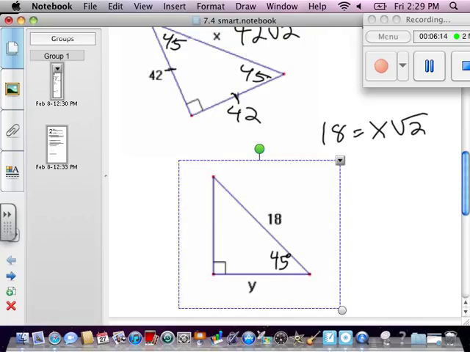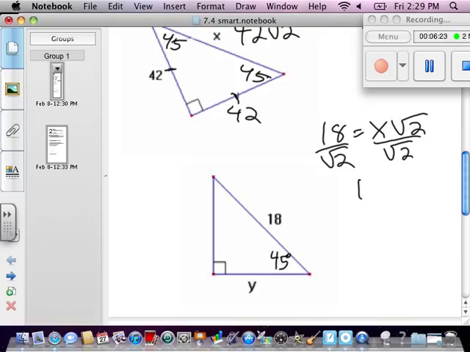It's being multiplied, so you want to divide by the square root of 2. Okay? Can we have 18 over square root of 2? So what do I have to do to get rid of that square root of 2? Multiply the top and the bottom by the square root of 2. I get 18 square root of 2 over 2.